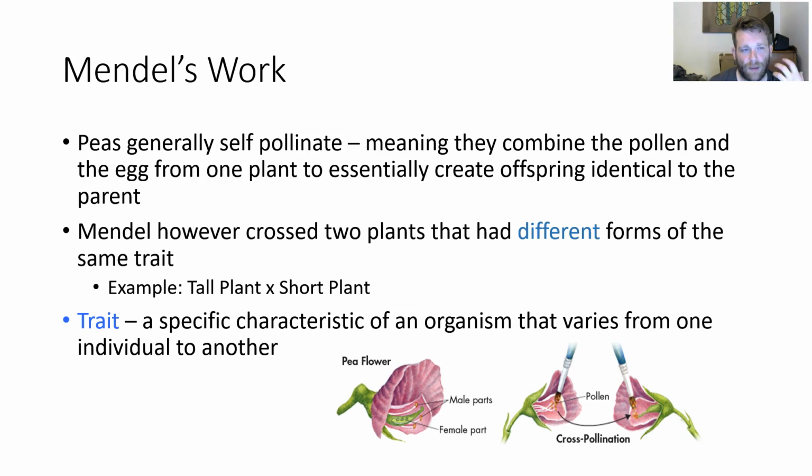And so a trait, remember, is a specific characteristic of an organism that varies from individual to individual. If you think about a trait as a category, maybe that'll help. For example, I can think of a trait like a car. A car is something you can drive, something that carries you from point A to point B. But if you look at all the different cars on the road, they take a bunch of different forms. They're still all cars, but they do slightly different things.